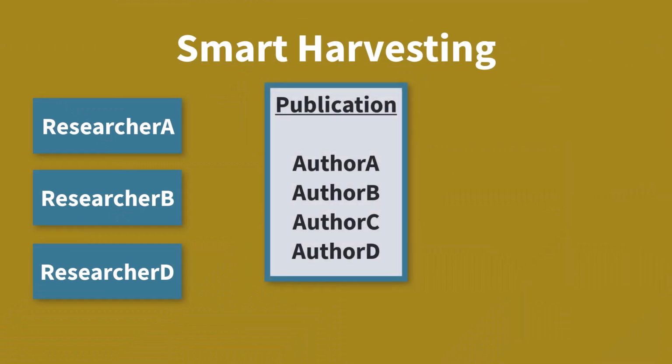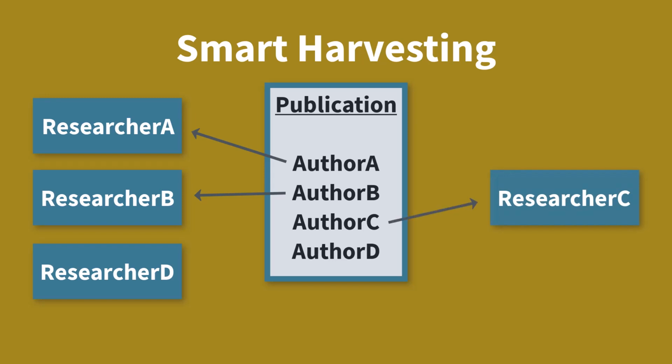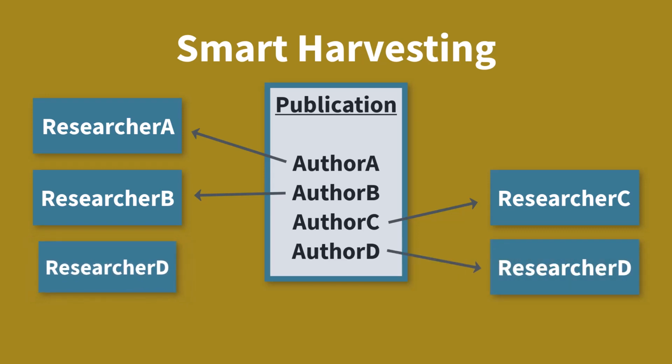Smart harvesting matches every author of a publication to a researcher in your Esploro system. If no match to an existing researcher is found, it will create a new non-affiliated researcher record. Occasionally, there is a matching error, and a duplicate researcher record is created even though there is an existing record for that researcher, who may be either affiliated or non-affiliated.